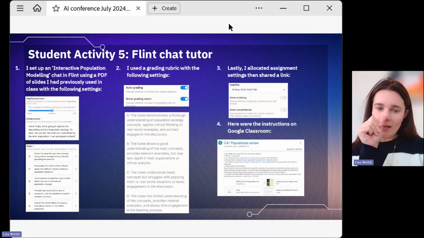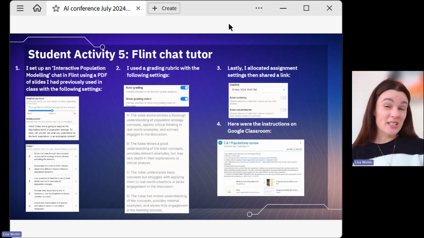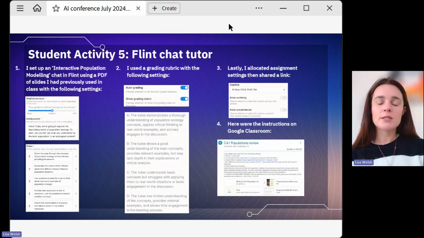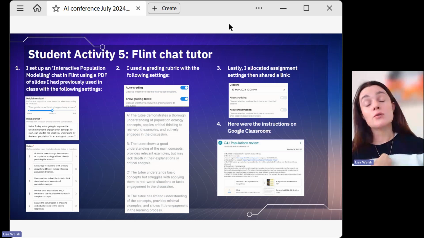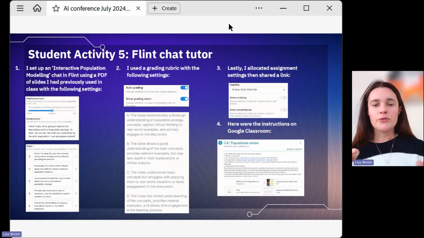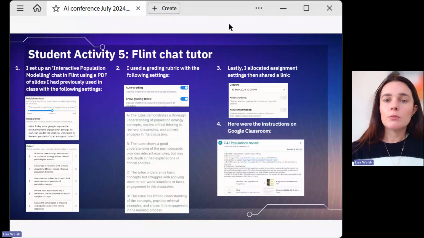And then I gave them quite strict, very detailed instructions on Google Classroom, so you can just read that there. The point I'm getting at here is, even though it was really easy to set up, it was specific to the notes that I had given to them. I do feel that we need to share the rubric with them so they know exactly what they're doing.